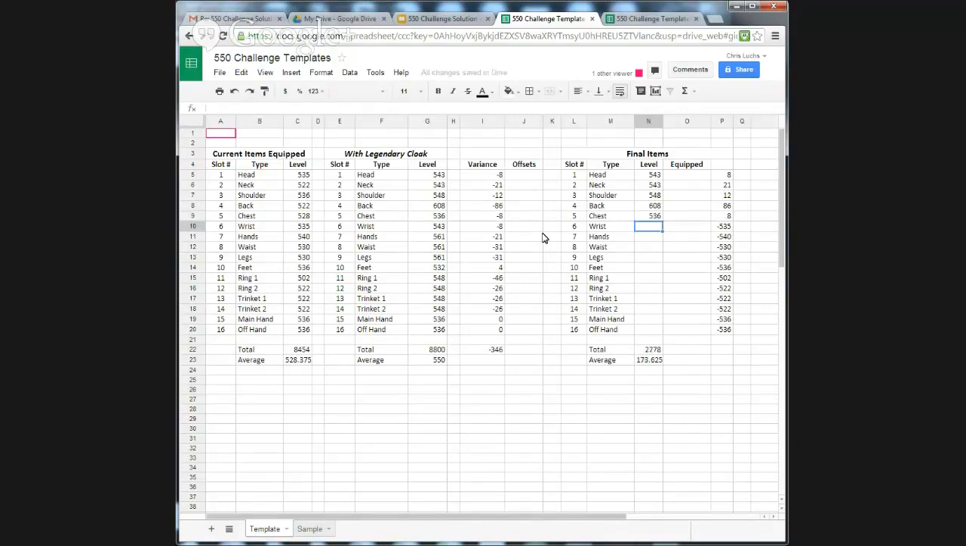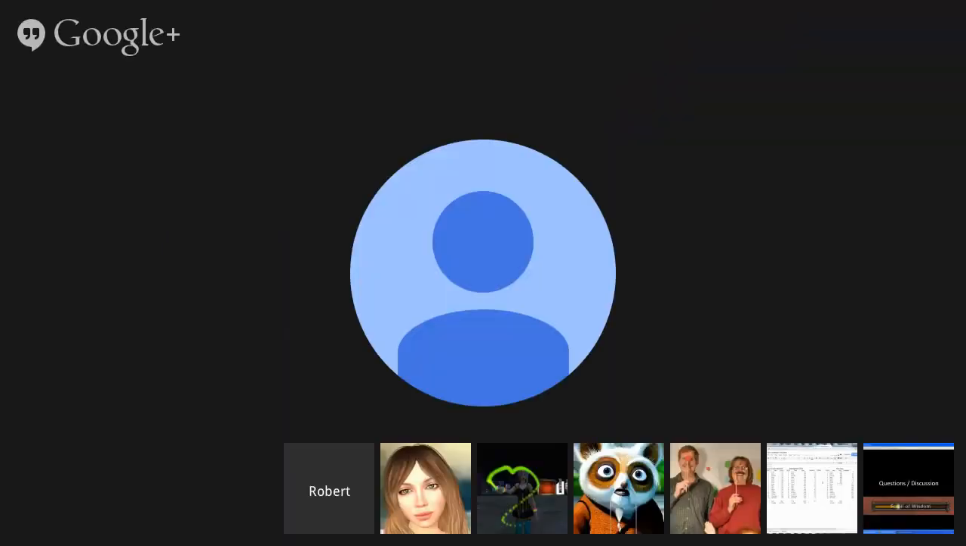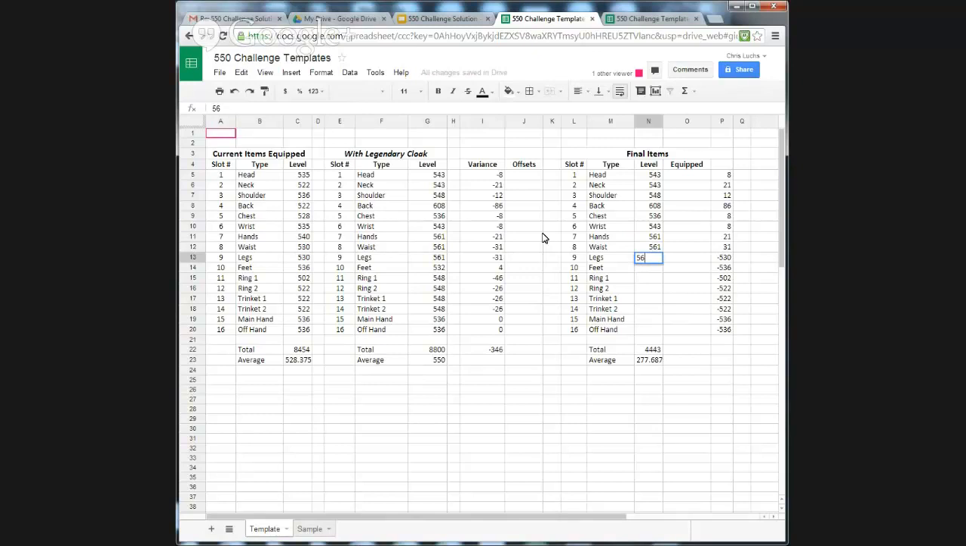For the wrist, the same thing. If you upgraded your wrist, that would get you to the model level for the wrist. And then it looks like for the hands, it wants you to go for the 535 hands and the belt. So we'll have to be talking to some crafters for you. And for the feet, you're actually above already, so your feet are good.